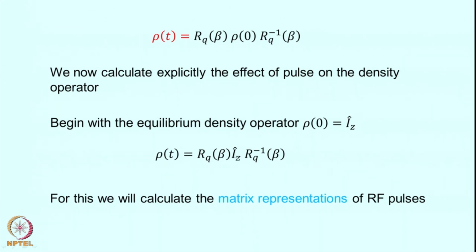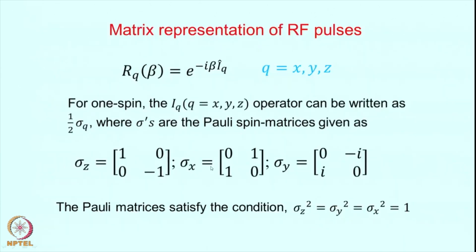So in order to do this, I need to get the matrix representations of these operators, right. These were in the form of exponential operators, whereas Iz I knew is in the matrix form. Therefore, I have to put this also in the form of matrices. So for this we will calculate the matrix representation of the RF pulses. We have to get explicit matrix representations for these terms. So how do we do it?